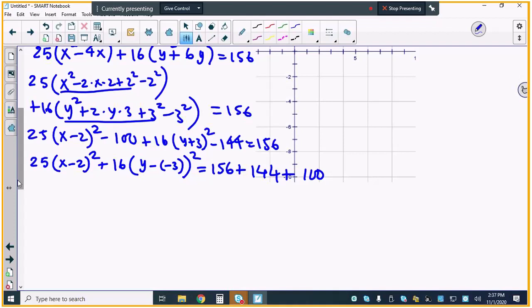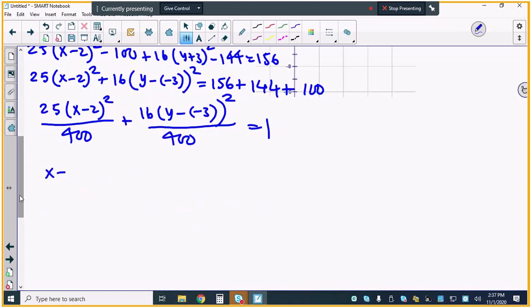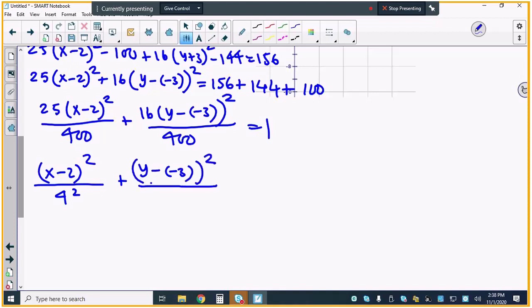So 156 plus 144 is 300, plus 100 is 400, and I will divide both sides by 400, so I will get 25 times x minus 2 squared over 400 plus 16 times y minus minus 3 squared over 400 equal to 1. So now I have the standard form of the ellipse, almost. Write it as x minus 2 squared over 25 divided by 400 is 16 on the bottom, so 4 squared, plus y minus minus 3 whole to the power 2, 25 on the bottom this time, so 5 squared, is equal to 1.